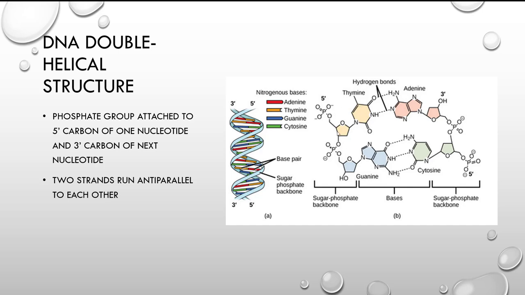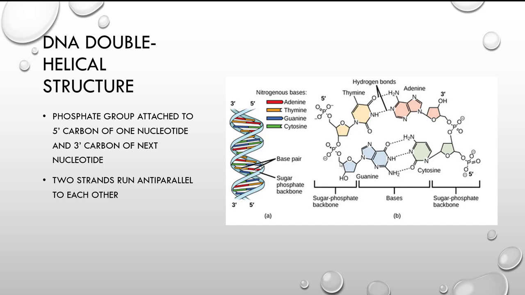We can see here is one sugar phosphate backbone. We have the sugar part and the phosphate part of one nucleotide. So you can see the phosphate part is attached to the sugar part of a nearby nucleotide. Here's a sugar part, there's the phosphate part, it'll attach to another nucleotide. Okay, so this is forming the sugar phosphate backbone.